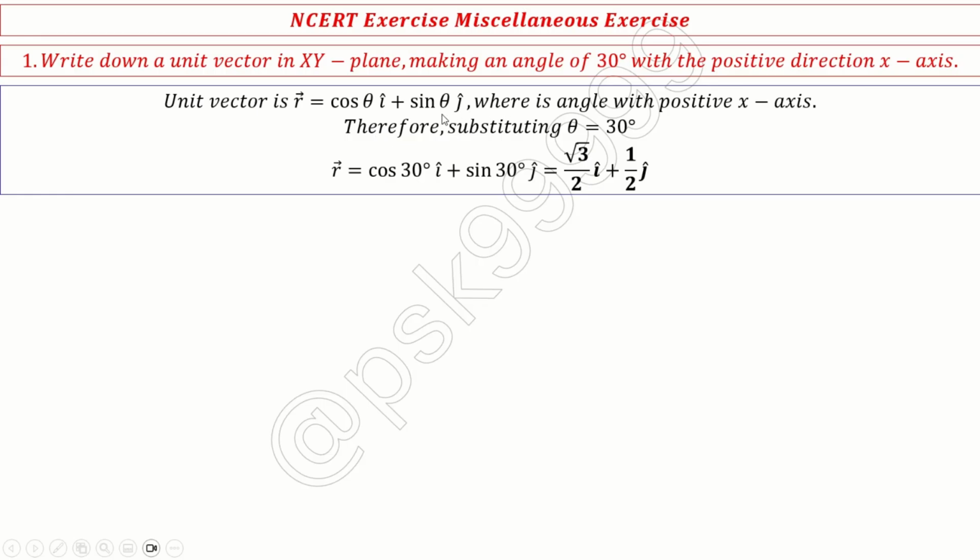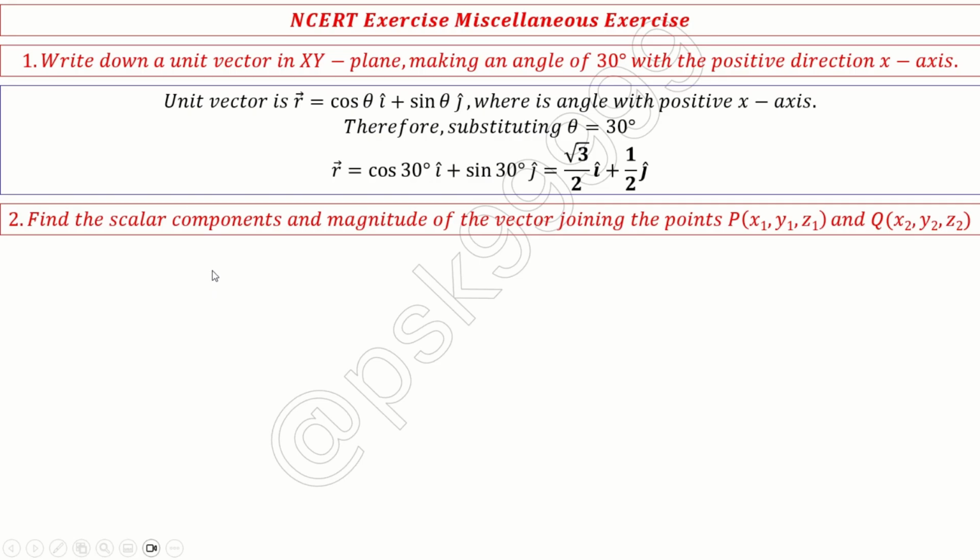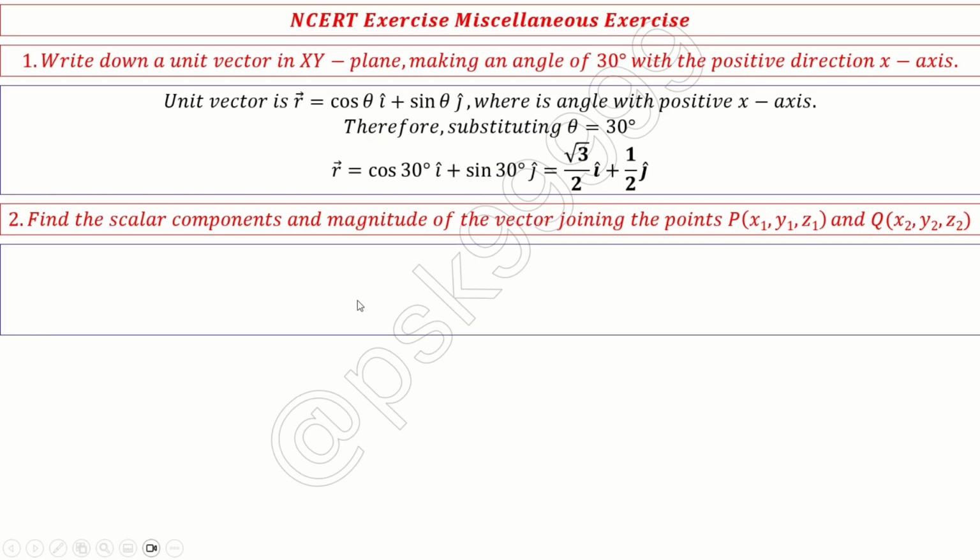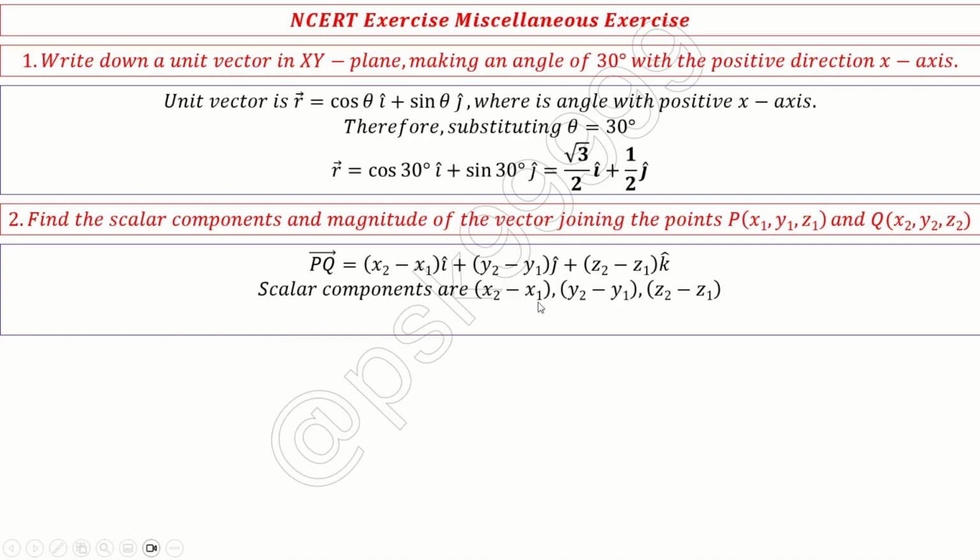So that's why I wrote sin 30 here. Okay. Next. Find the scalar component and magnitude of the vector joining the points. Okay. First, P and Q are given, so PQ bar is this value. You just have to mention the scalar components, which are x2 minus x1, y2 minus y1, and z2 minus z1. And the magnitude is nothing but the square root of (x2 minus x1) square plus (y2 minus y1) square plus (z2 minus z1) square.